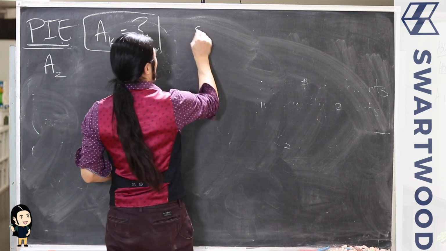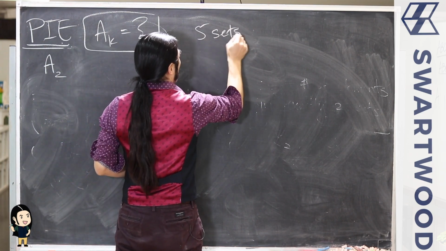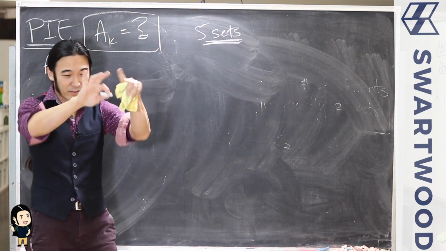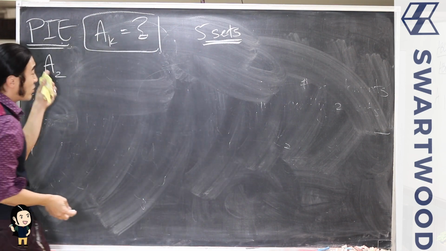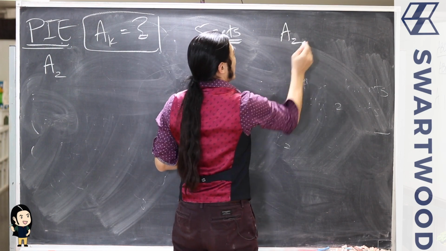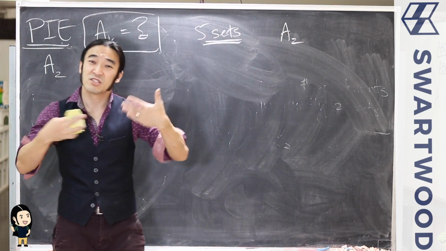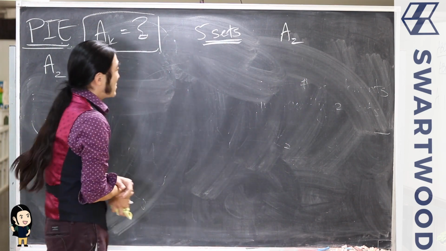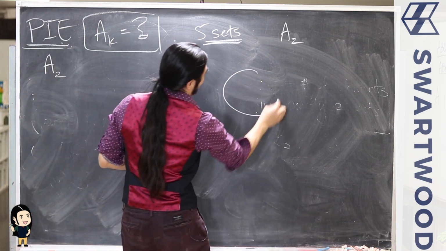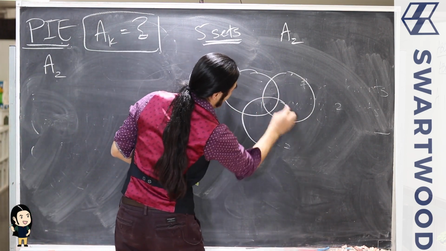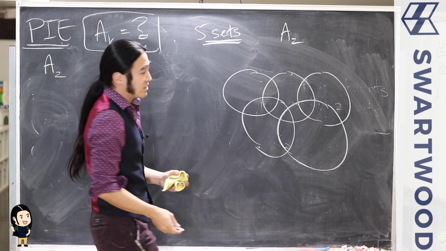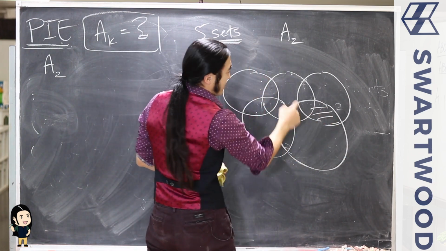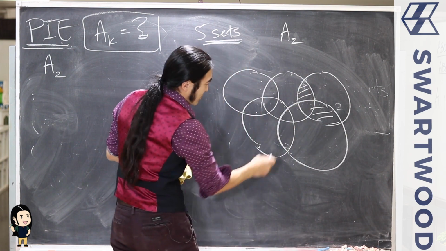Let's say you have 5 sets, and we're looking at the union of 5 sets. Aside from that, we want to look at A2, which is the number of elements that are in exactly 2 sets. Again, it doesn't have to be the same two sets. So if we had 5 sets that look like this, 1, 2, maybe 3 here, 4, and 5, we want the elements that are exactly in 2 sets, exactly in 2 sets.